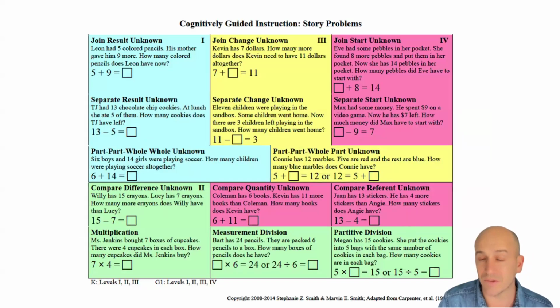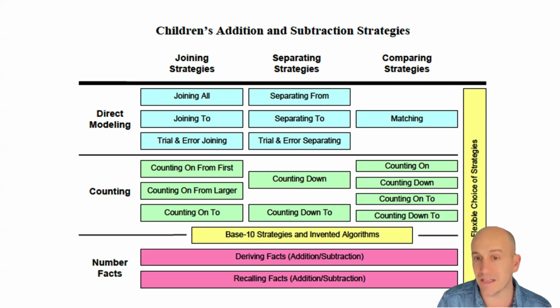So those strategies are typically associated with those problem types, right? Separating strategies are associated with the separating problem types, right? Separate result unknown, separate change unknown, separate start unknown. So you'll see that those separating strategies in the middle column here are associated with that. And then comparison strategies are on the right-hand side, right?